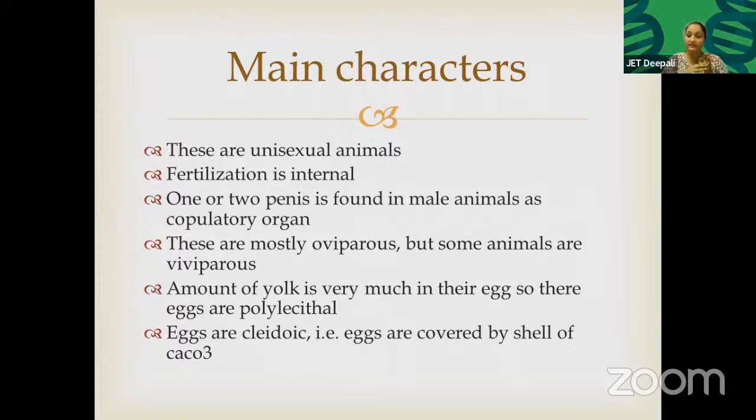So the eggs of crocodile and all those, you will see they are not white in color, they are mostly brown or spotted kind of eggs. So they are very thick kind of eggs. They have a shell of calcium carbonate over their egg.